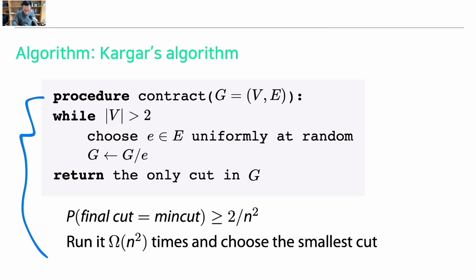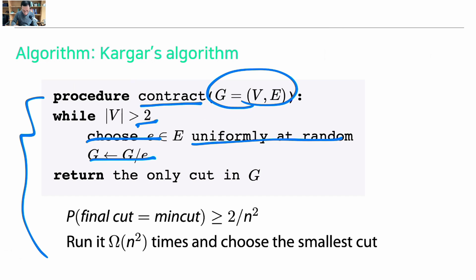This is the formal procedure. We have the contract function. It gets the graph as input, and it iterates until the number of vertices is no more than 2. We choose an edge E uniformly at random and contract. When the number of vertices is 2, we return the cut.